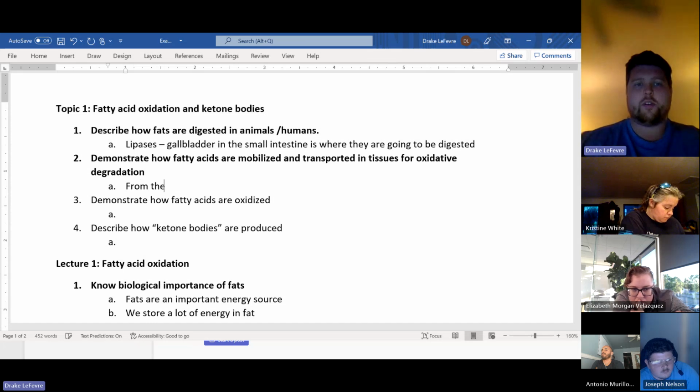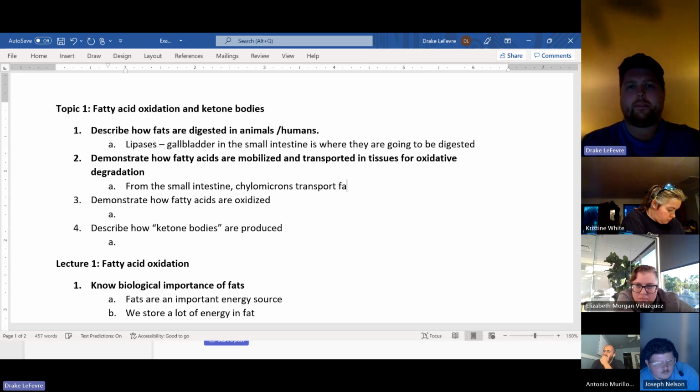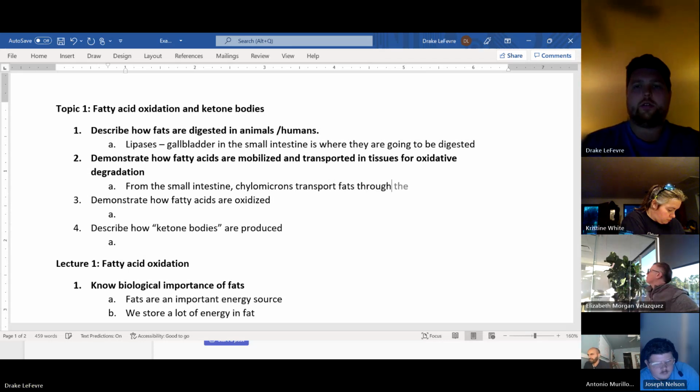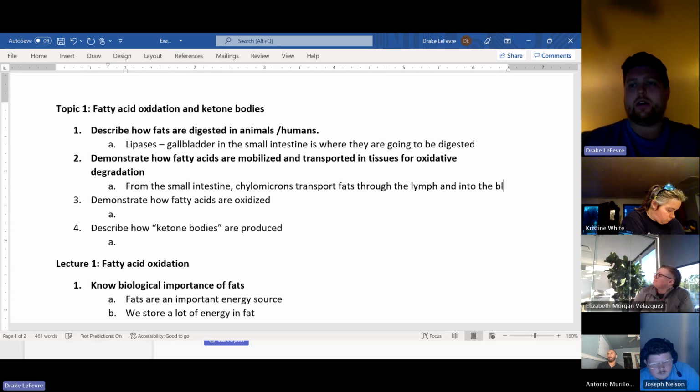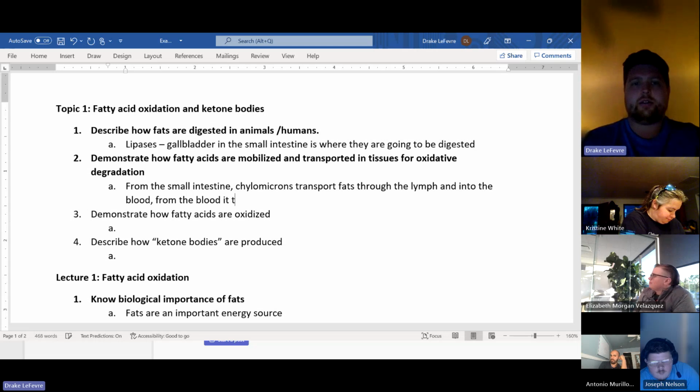So from the small intestine, the chylomicrons transport fats through the lymph and into the blood. From the blood, it travels to the tissues it needs to go to.